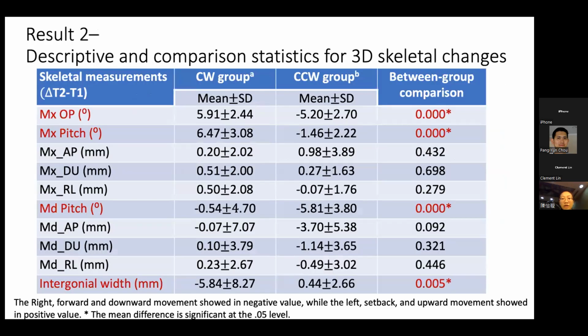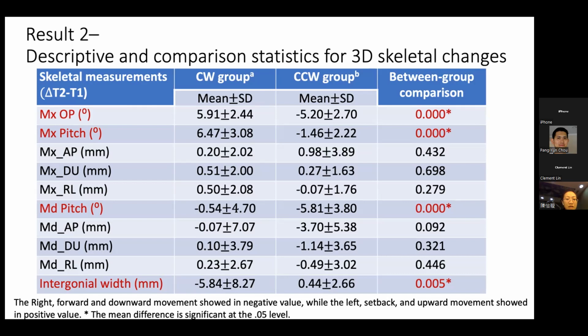Then we will see the 3D skeletal movement between the 2 groups. We find that the mean maxillary occlusal plane rotation in the clockwise group is 5.91 degrees, and in the counterclockwise group is minus 5.2 degrees. We can see from this table that the only significant differences between the two groups in skeletal movement are maxillary occlusal plane changes, maxillary pitch changes, and mandibular pitch changes.